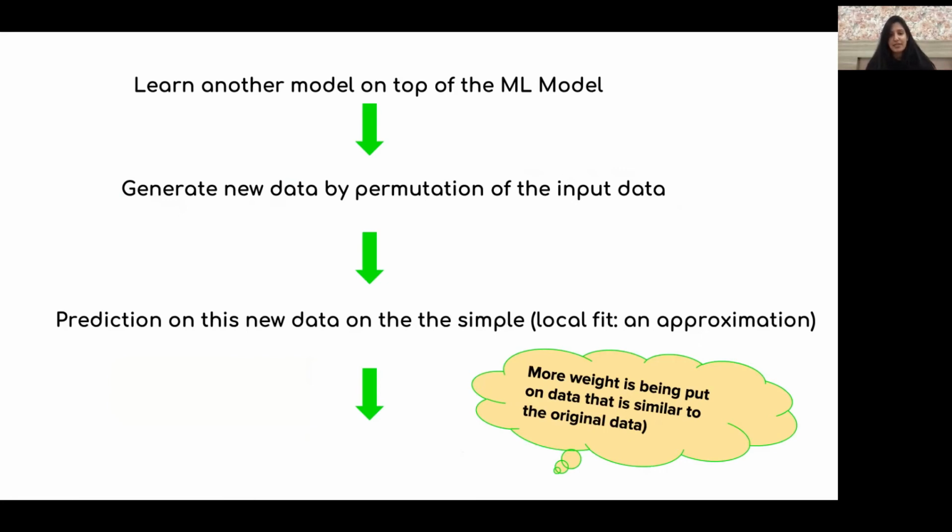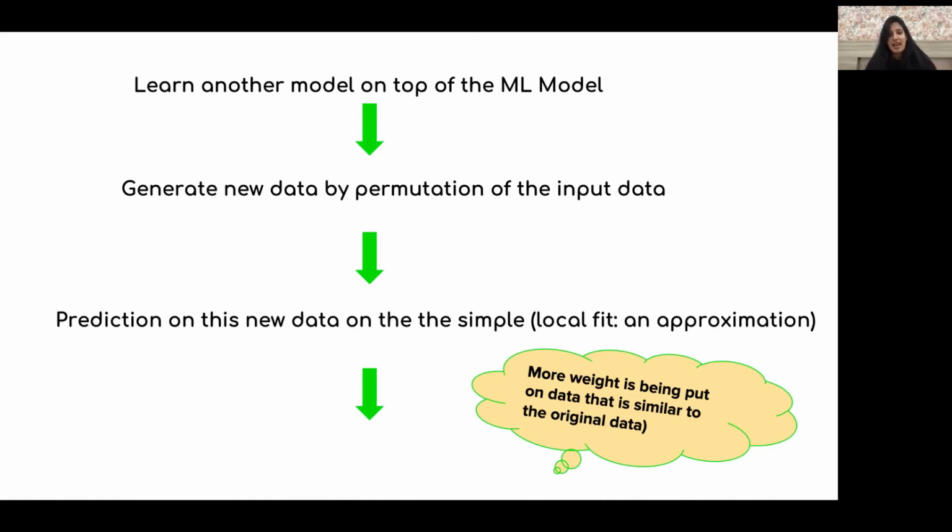So you are given a complex model, and it tries to learn another simple model. Now, in order to learn that model, it generates new data by permutation of your input data. So let's say you're working with a text-based model. How it will permute data is that it will randomly remove some words out of your text and create new data out of it.